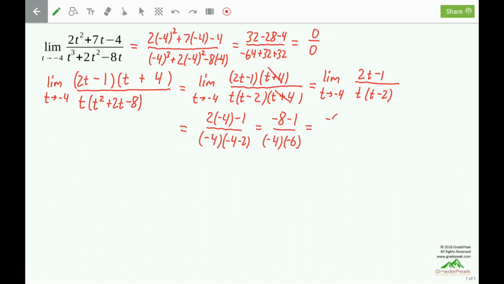Negative 8 minus 1 is a negative 9. Negative 4 times negative 6 is a positive 24. These are both divisible by 3. Let's reduce it by 3, and we have negative 3 over 8.